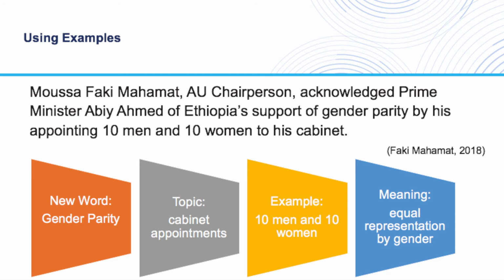Look at the example here. There is not a clue or grammar point to signal the example. It just says the same thing, but with details. The new term is gender parity. The example is that he appointed 10 men and 10 women. Therefore, gender parity is the equal representation by men and women.